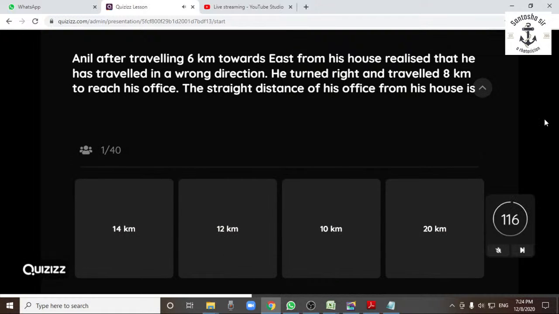Anil, after traveling 6 kilometers towards east from his house, realized that he has traveled in a wrong direction. He turned right and traveled 8 kilometers to reach his office. The straight distance of his office from his house is what?